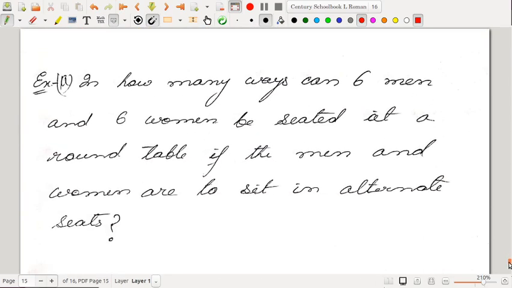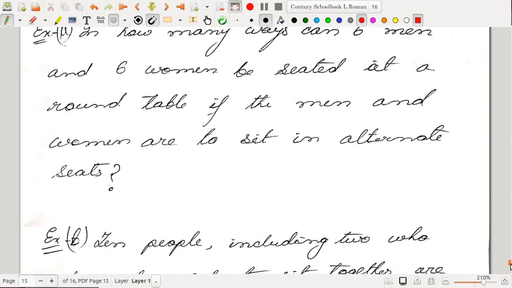6 arrangements are there. Now I give you 3 problems which you try. Tomorrow I'll discuss these problems as well, and something on combinations. In how many ways can 6 men and 6 women be seated at a round table if the man and woman are to sit in alternate seats? You try to think how you can do it.